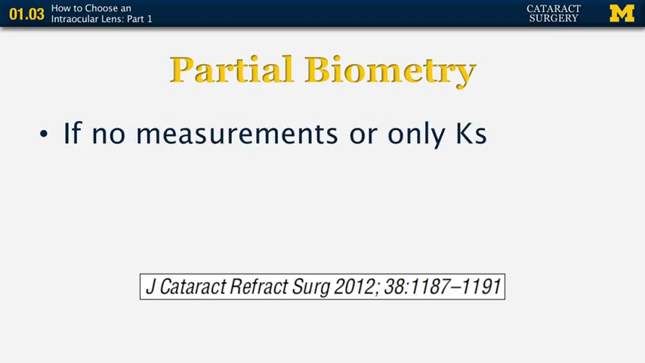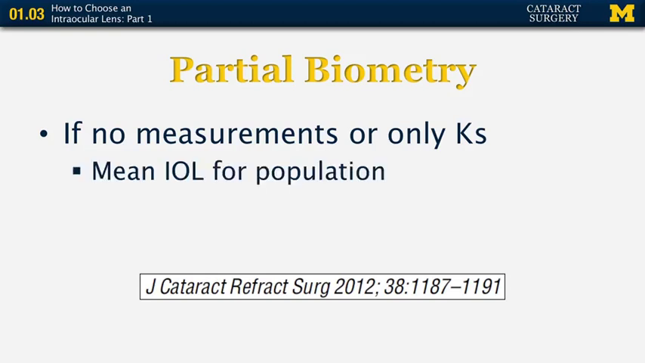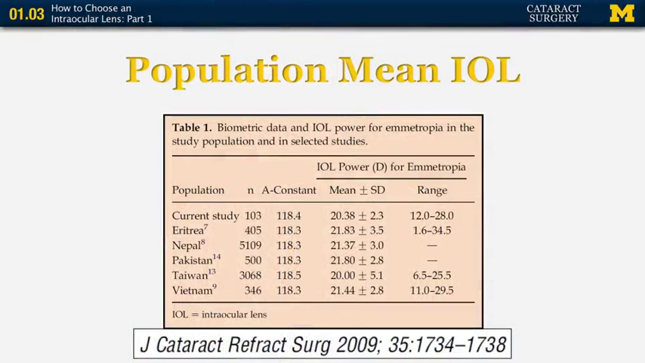What if you have only K's or you don't have any measurements? They found that there was no formula that worked for these. The best thing to use was just the mean intraocular lens power for that particular population. Well, how do you know that power? They published another paper, also for humanitarian missions and also out of the United States Navy. This particular author was on both papers, and this one came out a few years before, in 2009. They showed the average or the mean IOL power for several different populations.